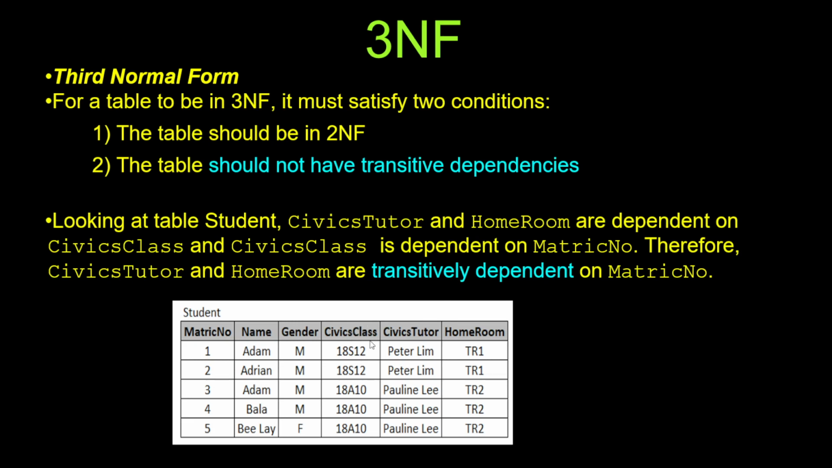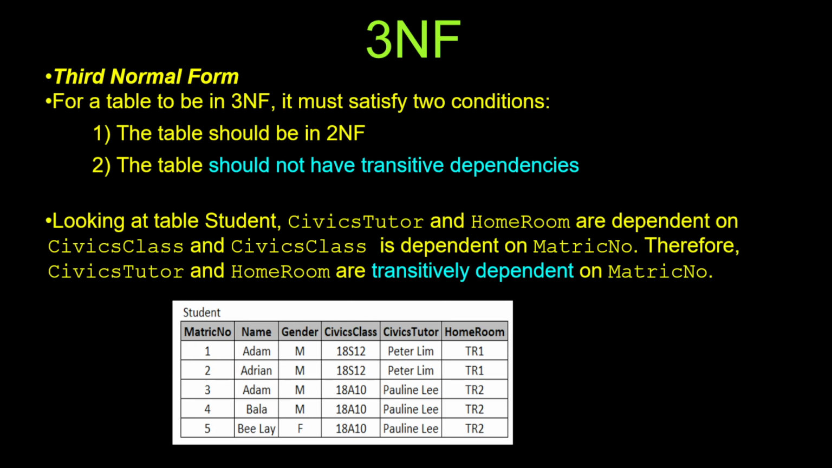Right? From the civics class, I can tell the civics tutor and I can tell the homeroom. So civics tutor is functionally dependent on civics class. Homeroom is functionally dependent on civics class as well. That means the civics tutor is transitively dependent on the matric number. The homeroom is also transitively dependent on the matric number via the civics class. So these are transitive dependencies that we need to remove.